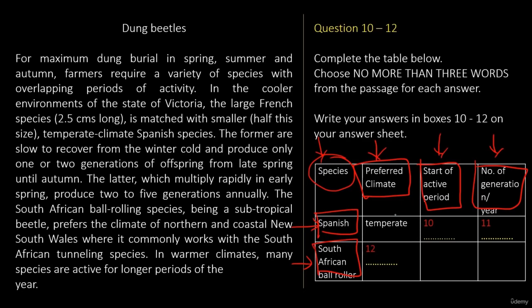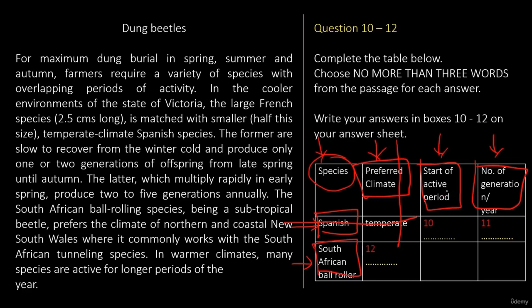This will give you information about the cell. So when I intersect preferred climate and Spanish, my answer is provided here. And same goes for the number 10, start of active period and Spanish. So when do these Spanish pieces start their active period? It will be here. When do they start in the case of South American baller? Here. So columns provide you information about what the answer is towards.